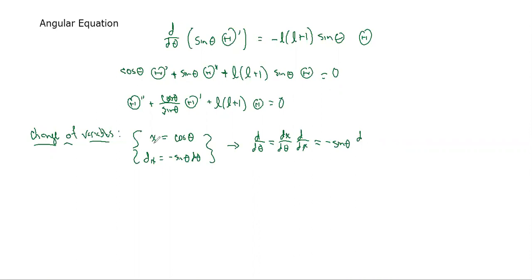But because we've defined x as cosine theta, we know what dx d theta is. dx d theta is minus sine theta. Okay, and now, to avoid confusion, we're going to change variables. We used to have theta of theta. I'm just going to call it y of x after the change of variables.